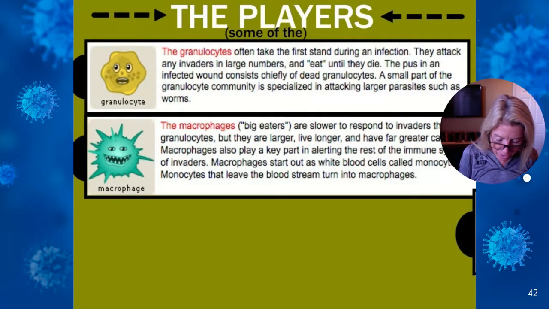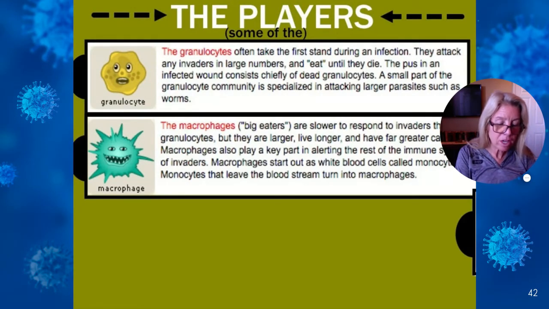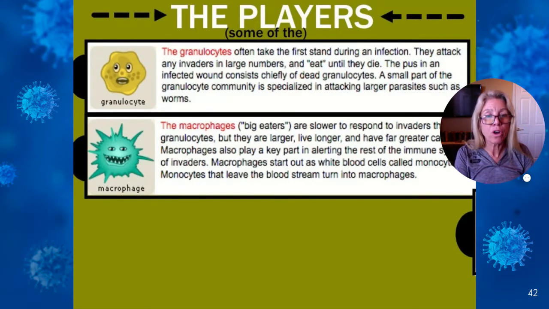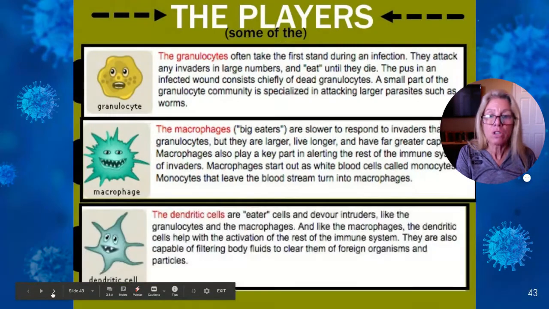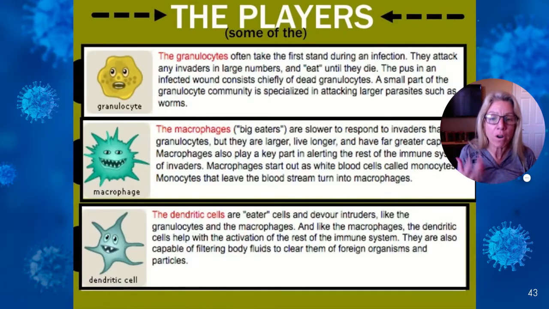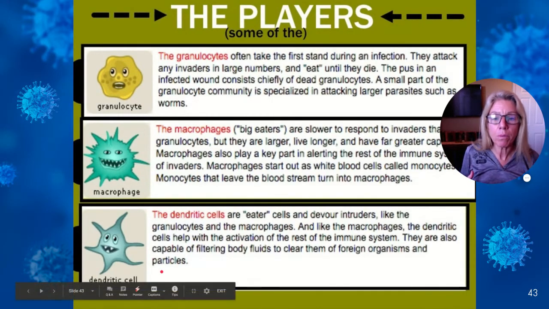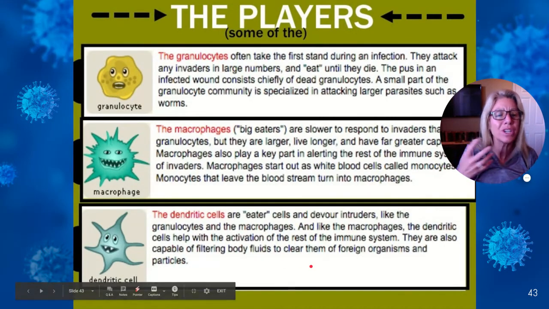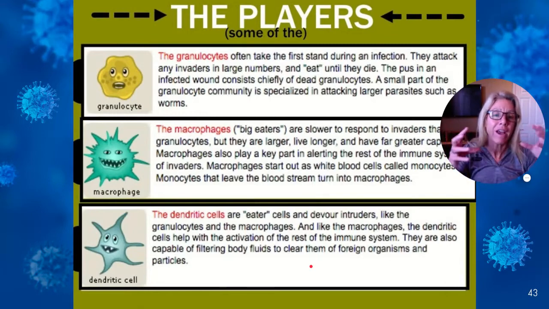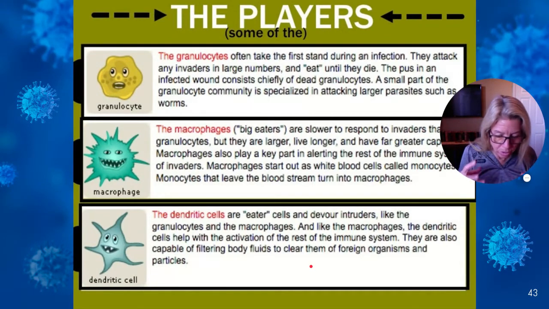So let's see. Go to B, underneath the possible fighters, monocytes, which migrate to the infection scene, and then they become macrophages, even bigger eaters, alarms and scavengers. And then you have dendritic cells. So dendritic cells are an eater, and they devour intruders, like I said, but they also will help activate the rest of your immune system, and they'll clear up the destruction of having this immunological war in your body.